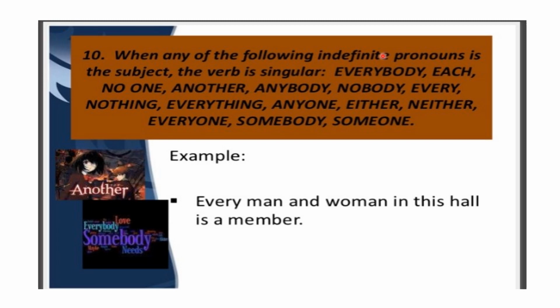When any of the following indefinite pronouns is the subject, the verb is singular: everybody, each, no one, another, anybody, nobody, every, nothing, everything, anyone, either, neither, everyone, somebody, someone. So when any of these indefinite pronouns is the subject, the verb is always singular. Look at this sentence. Every man and woman in this hall is a member. The verb that you have used is a singular verb.